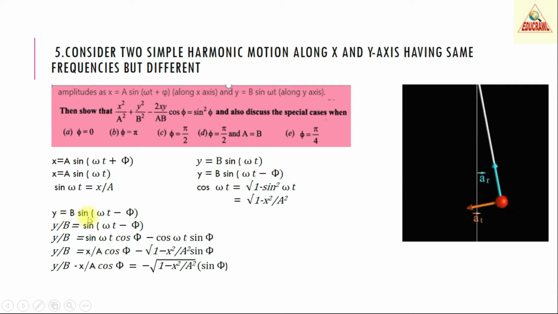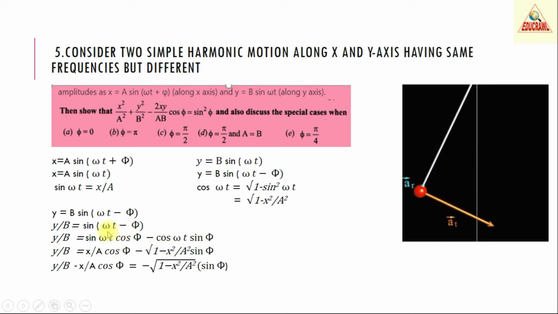Now we will start the derivation with the expression for y. y is equal to b sin(omega t minus phi). Here this b which is on the RHS, I am taking to the LHS. So the expression becomes y by b equal to sin(omega t minus phi). Now see this RHS, it is in the formula sin(A minus B). So sin(A minus B) expands as sin A cos B minus cos A sin B, where A is equal to omega t and B is equal to phi. Now using this expansion, we get y by b equal to sin omega t cos phi minus cos omega t sin phi.